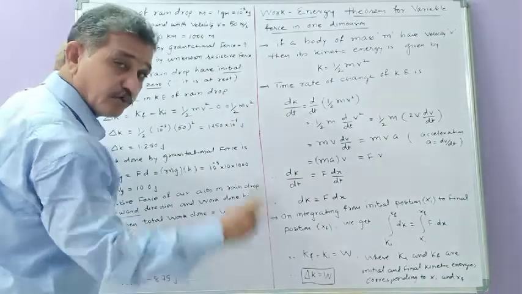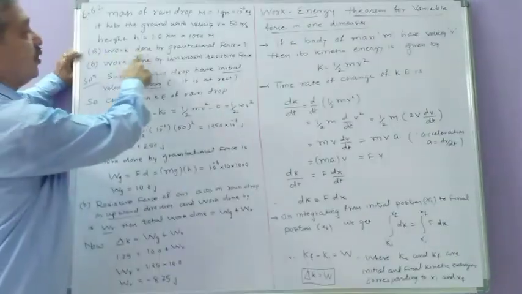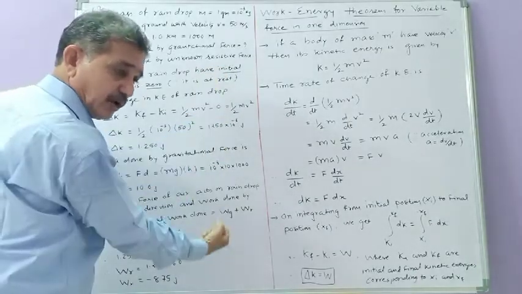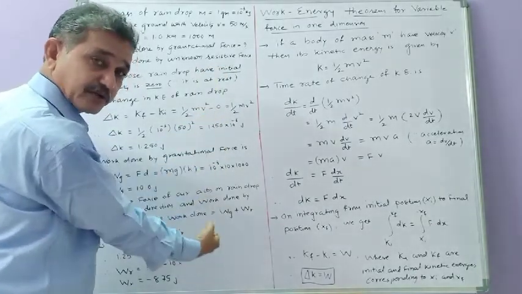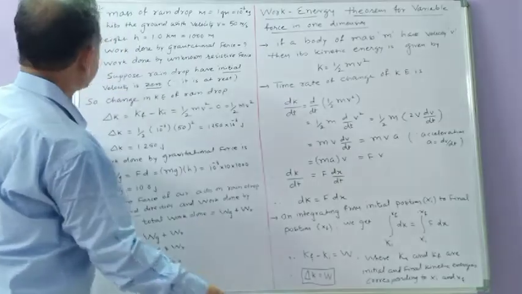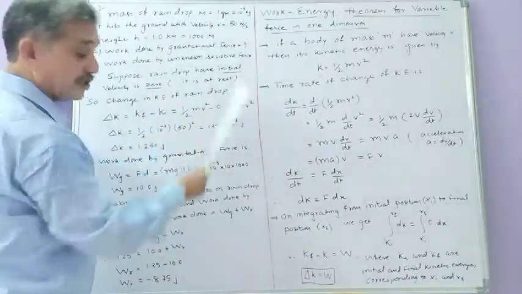What do you have to find? You have to find two things. Number one, work done by the gravitational force, because this raindrop is coming down under the effect of the force of gravitation, so work is done by the gravitational force. And second one is work done by the unknown resistive force.